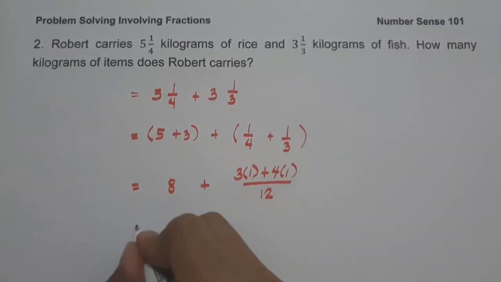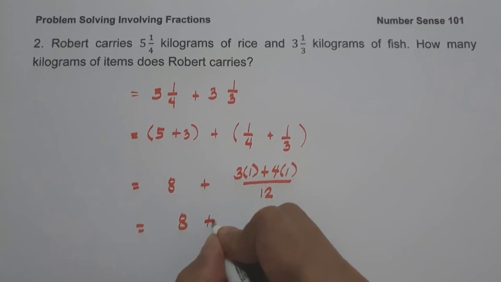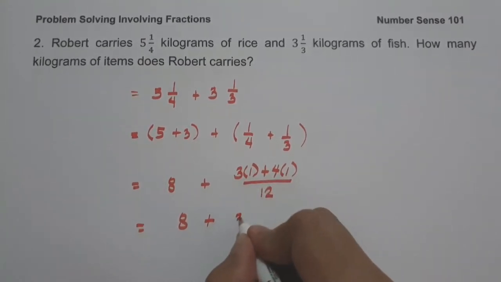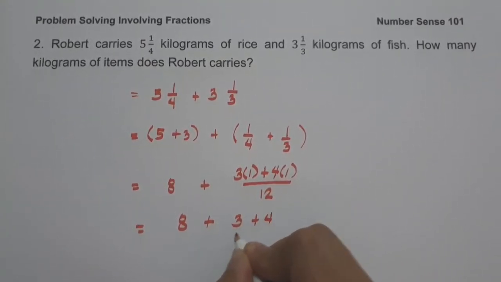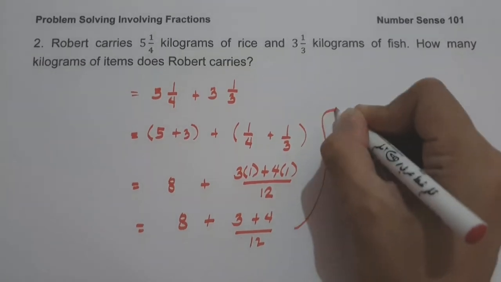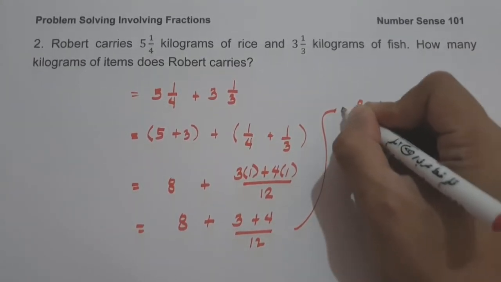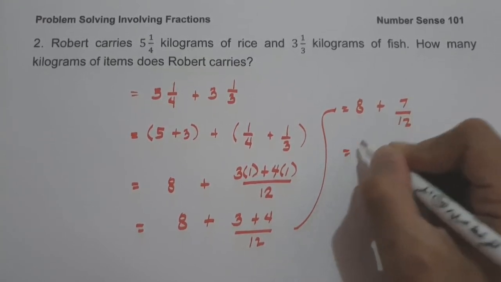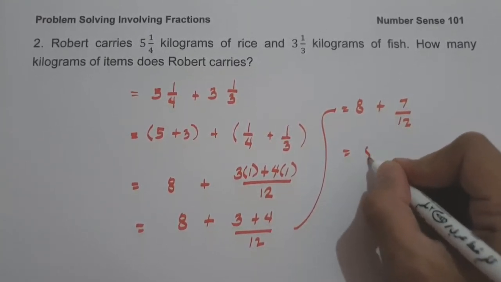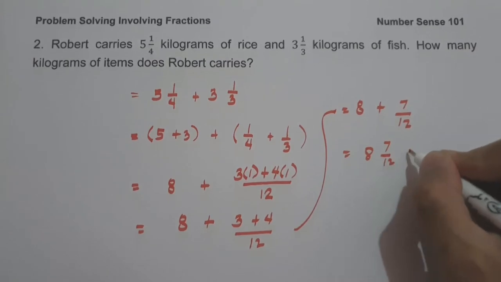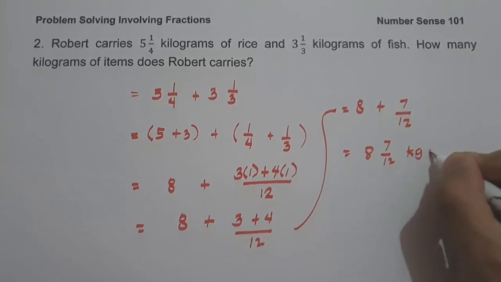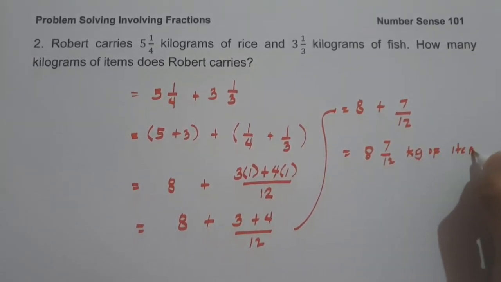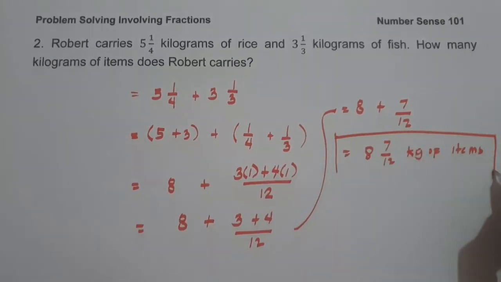So let us simplify. Let us write 8 plus 3 times 1, that is 3, and 4 times 1 is 4. And then we have here 8 plus 3 plus 4, that is 7 over 12. And 8 plus 7 over 12 is 8 and 7 over 12 kilograms of items. So this will be our answer.